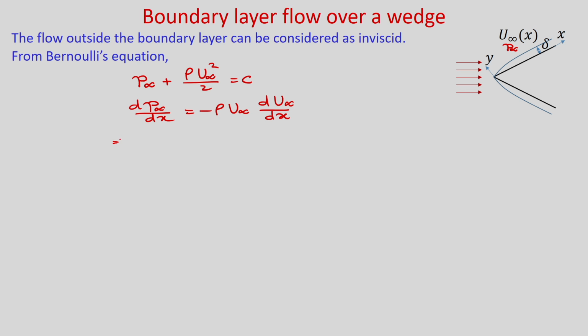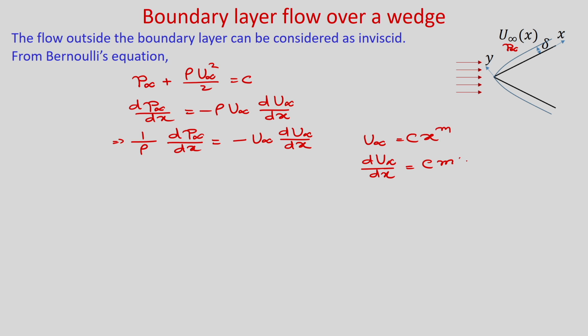So, we can write 1 by rho dP infinity by dx is equal to minus u infinity du infinity by dx, and we have u infinity as c x to the power m. So, du infinity by dx will be c m x to the power m minus 1. So, if you put it here, then we can write 1 by rho dp infinity by dx is equal to minus, u infinity is c x to the power m and du infinity by dx is c m x to the power m minus 1.